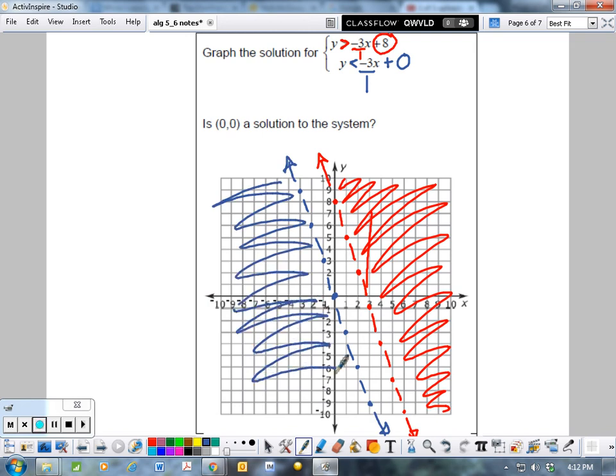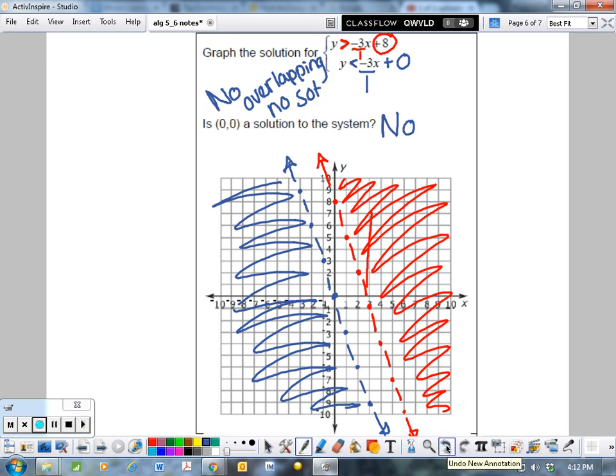And so now I grab my handy dandy highlighter and I highlight nothing because none of my shading overlaps. So right away I know (0, 0) is not a solution because there is no overlapping. Which means that really there is no solution for this system because I have no overlapping of the shading.